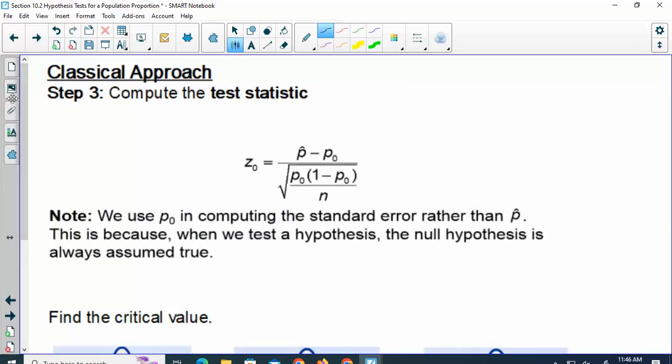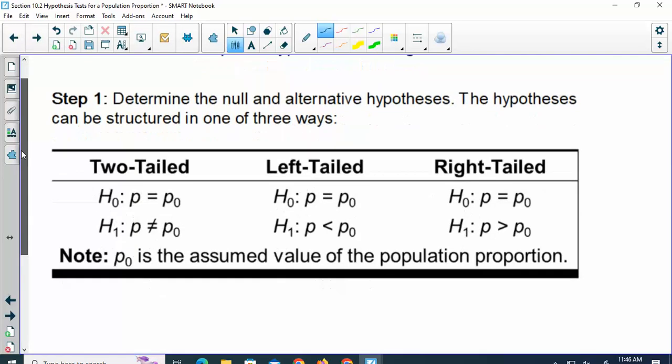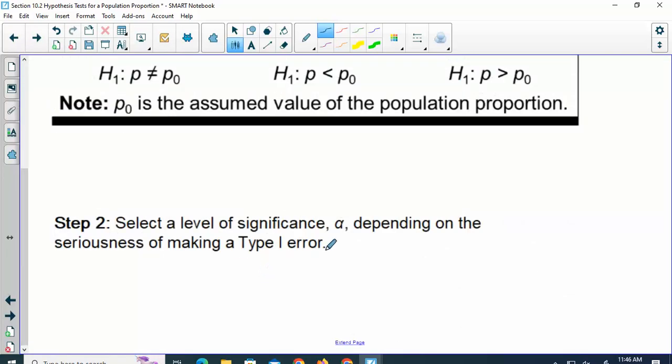Then we will, oh, I skipped a step, sorry, I didn't scroll down. Step 2, we will have an alpha level. Most of the time, alpha is given in the problem. So that, remember from yesterday, is the probability of type 1 error.